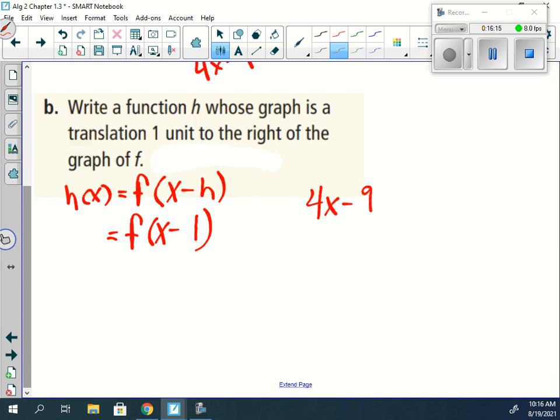So our function is 4x minus 9. This is our f of x. Well, we don't have f of x anymore. We have f of x minus 1, which means every place where there's an x in this function, it's getting replaced with x minus 1, the whole thing. Questions? So what we would get is 4 times x minus 1 minus 9. Because we're just replacing that x with what's inside the parentheses.